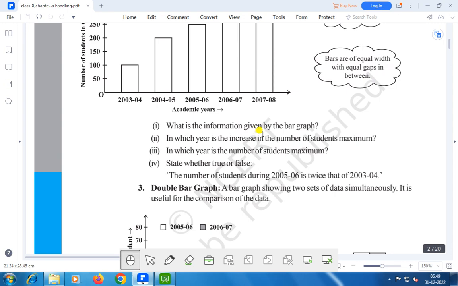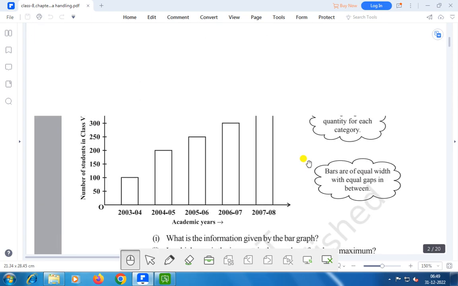What is the information given by the bar graph? In which year is the increase in the number of students maximum? In which year is the number of students maximum? State whether true or false. The number of students during 2005 and 2006 is twice that of 2003 and 2004. This is a bar graph, right?